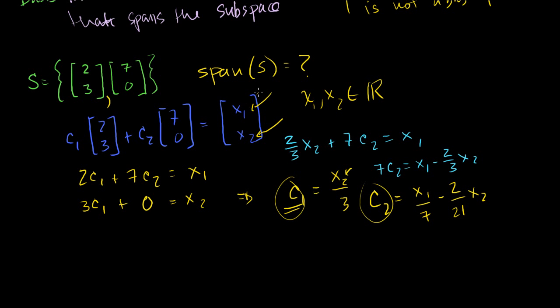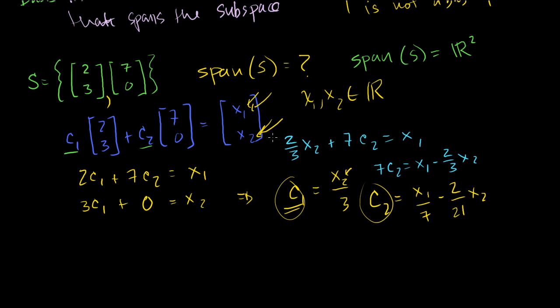So you give me any x1 and any x2, I can always find you a c1 and a c2, which is essentially finding a linear combination that will equal your vector. So the span of S is R2.